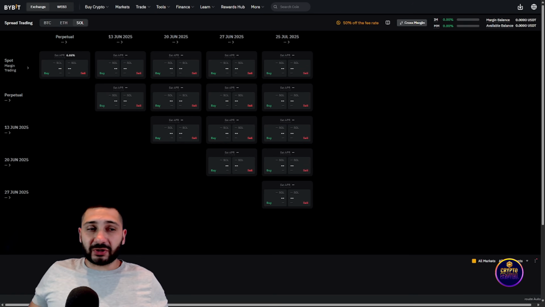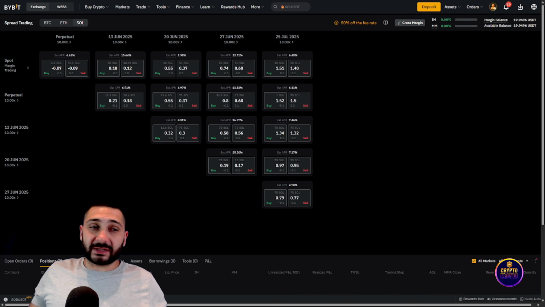So in short, spread trading is a way to profit from the price difference between two related instruments, like futures contracts with different expirations. So you're not betting on whether Bitcoin goes up or down, you're betting on the price gap between, let's say, the Bitcoin USDT perpetual contract and the BTC USDT quarterly contract. That's how simple it actually is, and it's also explained here very well.